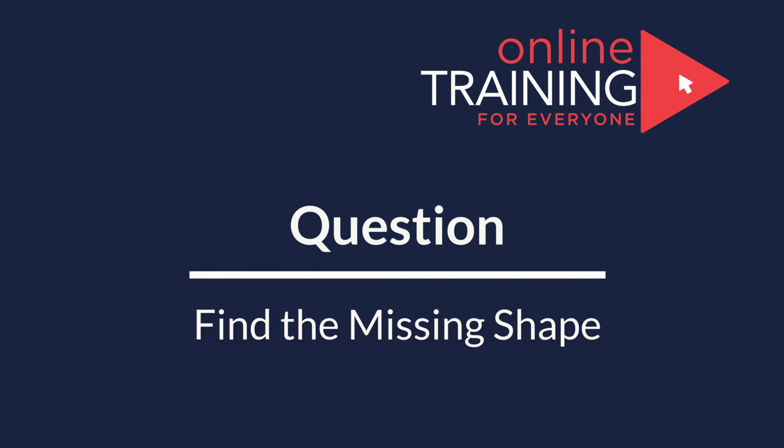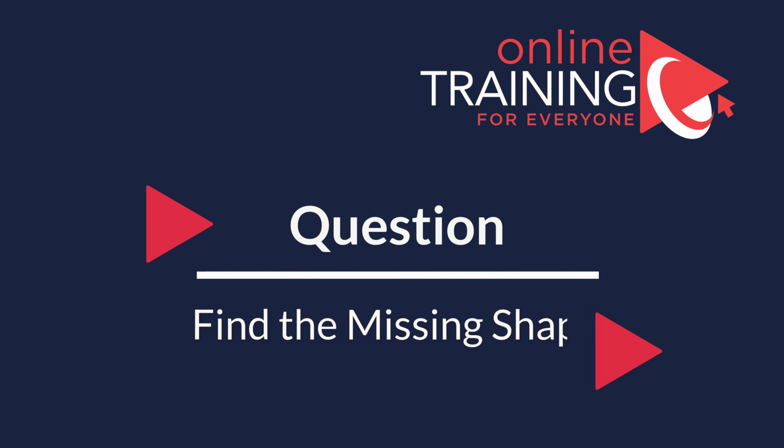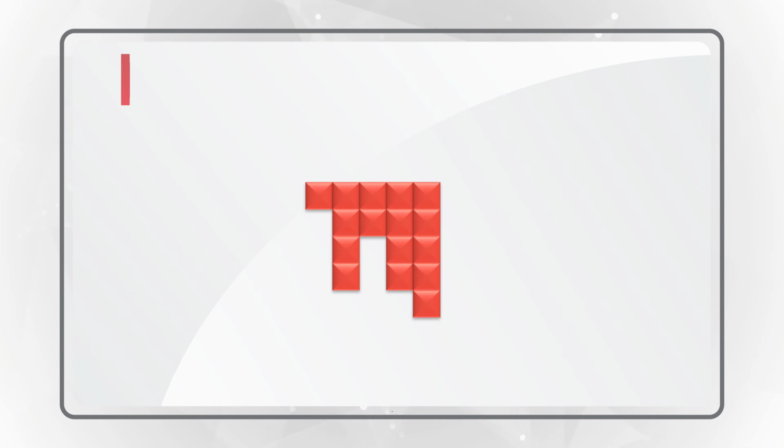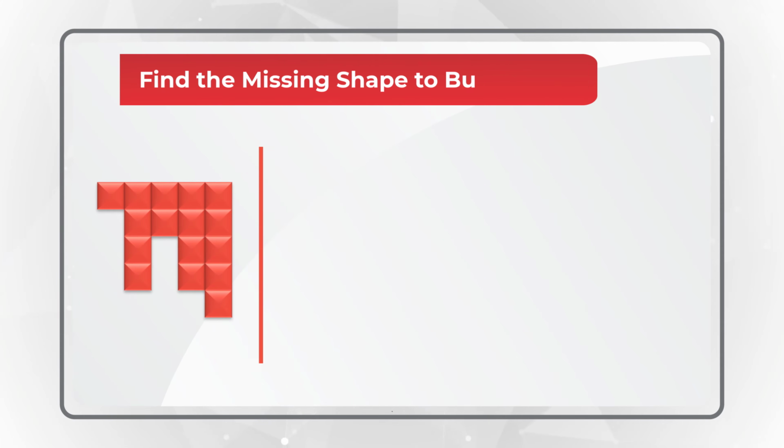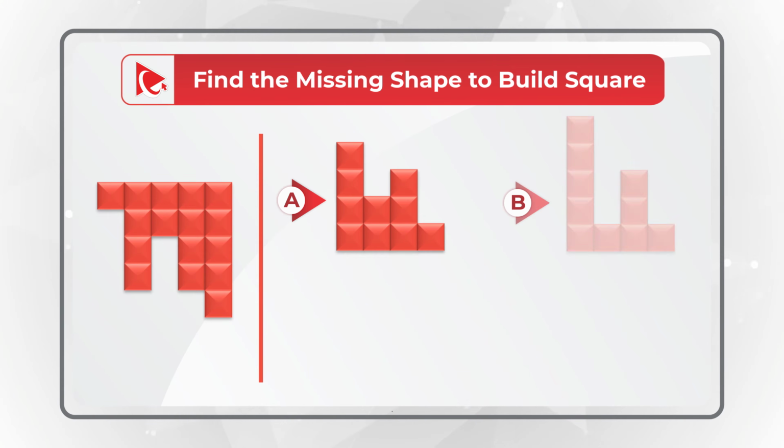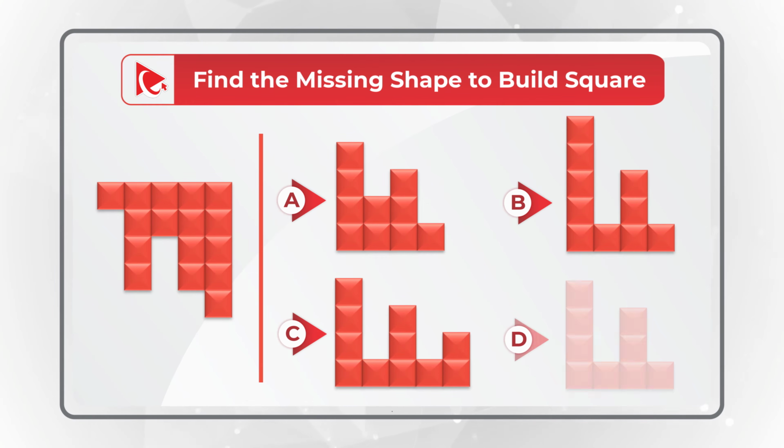And now here's the question for you to test your skills. You need to find the missing shape to build a square. You have 4 different choices. Choices A, B, C, and D. Do you see the correct answer?